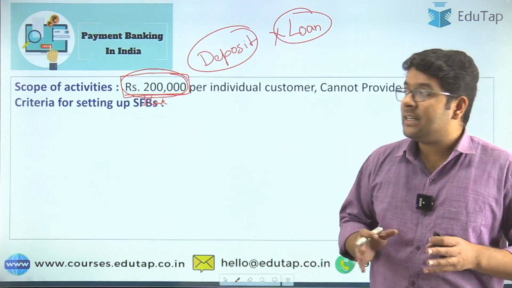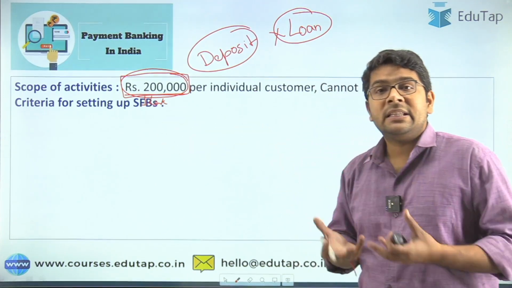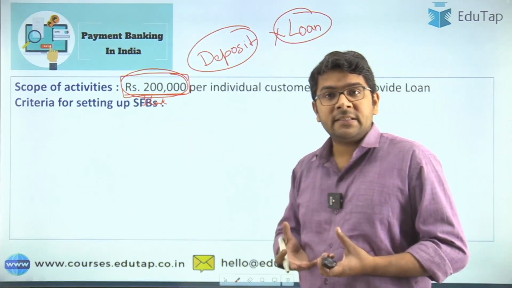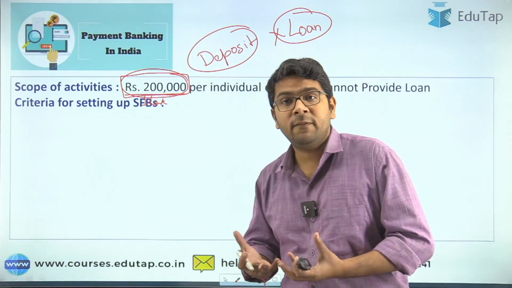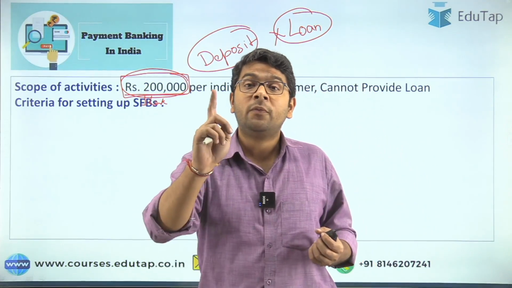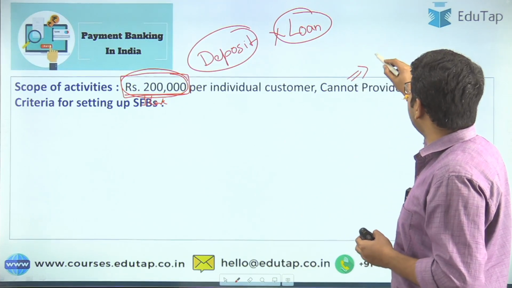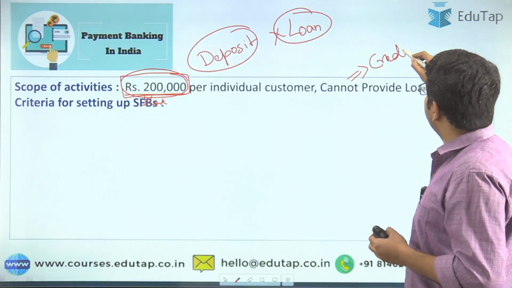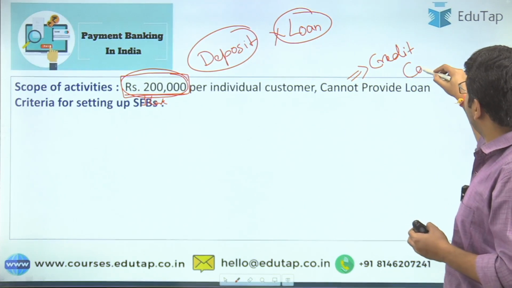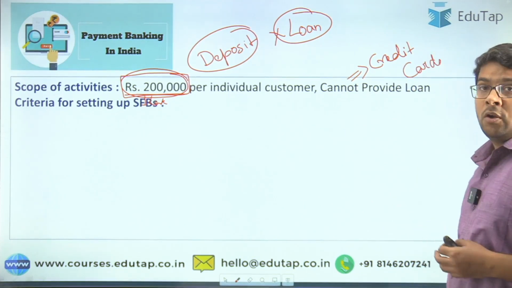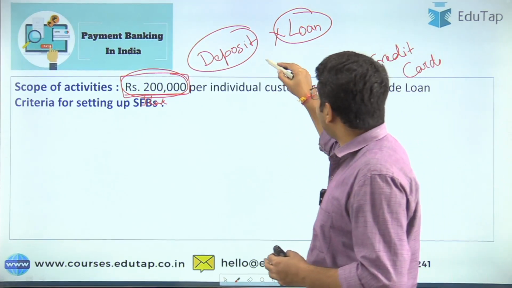We have already discussed the important point of the scope of activities of payment banks, which is they can have the deposits but they cannot lend. So one important question that can arise is, can these banks provide credit cards? Or can these banks have ATMs?